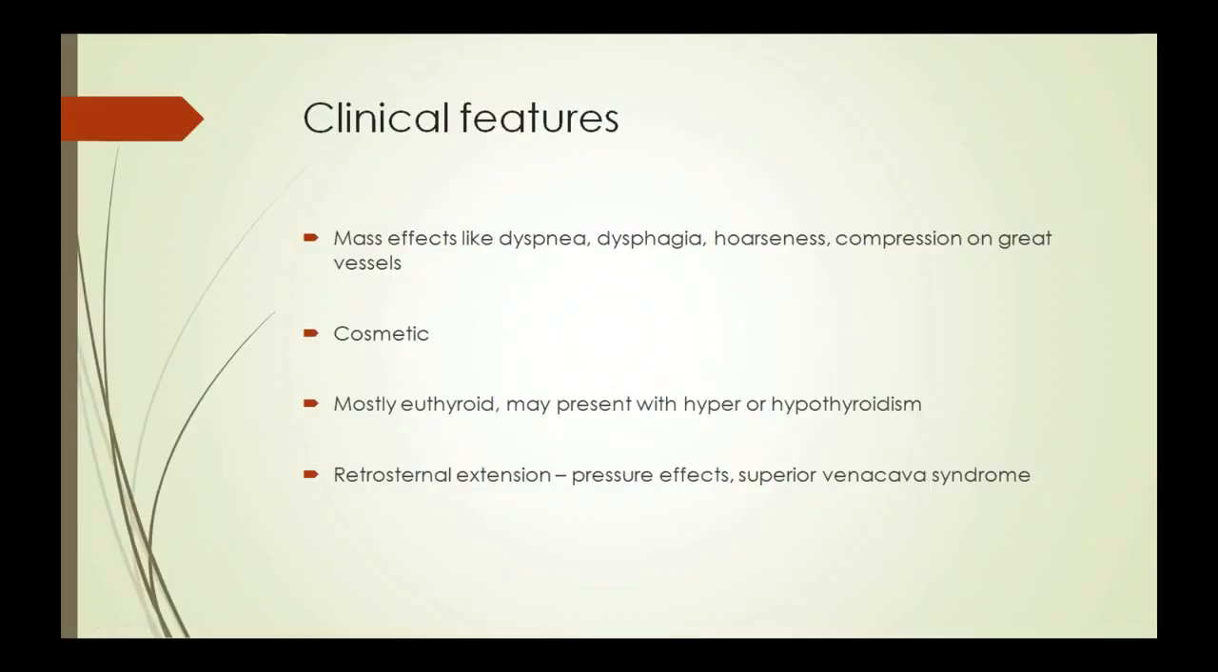The clinical features: the swelling can attain large size, thus producing mass effects like dyspnea, dysphagia, hoarseness, and compression on the great vessels. Usually, patients turn up early, at least in our part of the world, due to cosmetic reasons. As mentioned earlier, most of the patients are clinically euthyroid, though they may present with hyper or hypothyroidism features as well. And there are chances of retrosternal extension, thus causing pressure effects and superior vena cava syndrome, causing compression over the great vessels. So these are the clinical features.